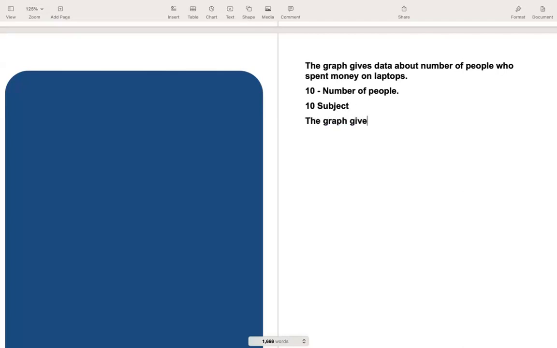The graph gives data about money spent by people. Okay, now tell me, the graph is showing what? Money spent by people on laptops. So here is your data. Data is what? Money spent, the amount of money. Yes. That's the object or the verb? Object or the subject? Object. Money is the object.